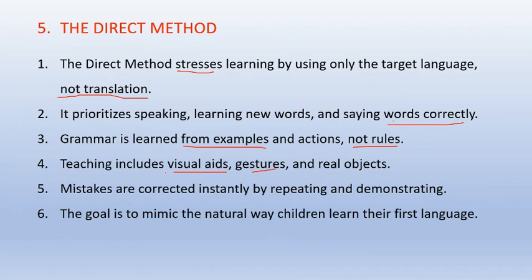If they cannot understand well, the teacher may use body language, gestures, eyes, or real equipment to highlight. Number five, mistakes are corrected instantly by repeating and demonstrating.